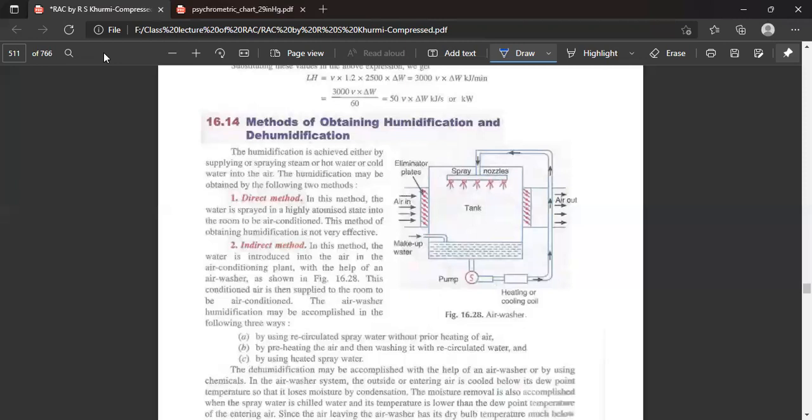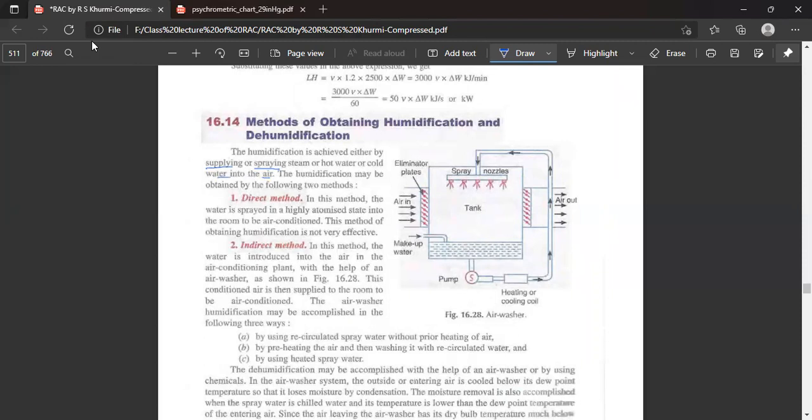Humidification is achieved either by supplying or spraying steam. Now, what is the method of obtaining humidification and dehumidification? Humidification can be achieved either by supplying or spraying steam, or hot or cold water into the air. So you have to either supply steam or spray hot water or cold water into the air.